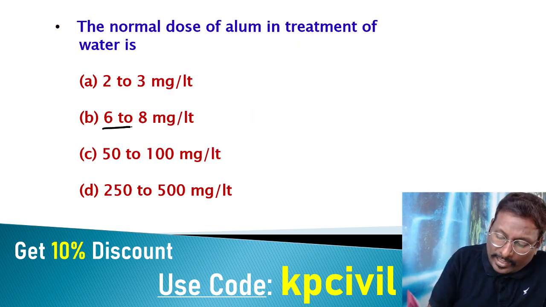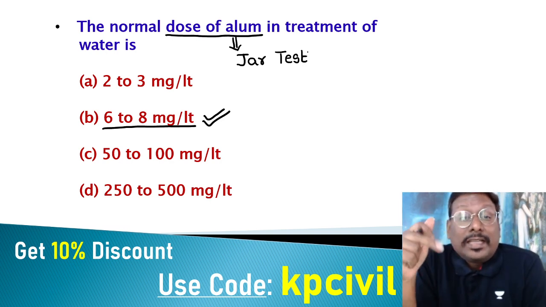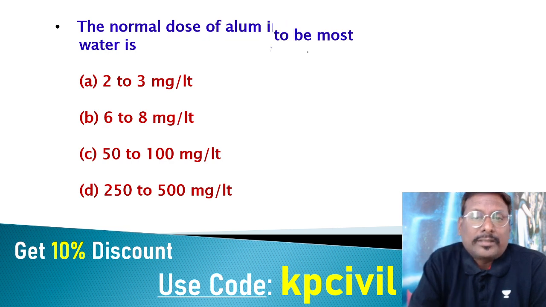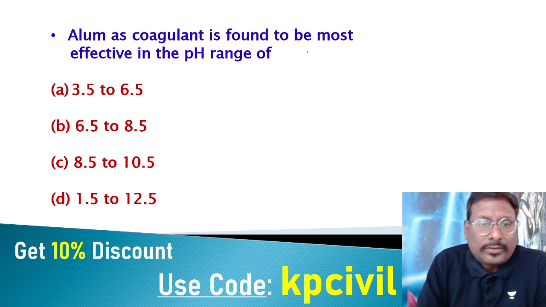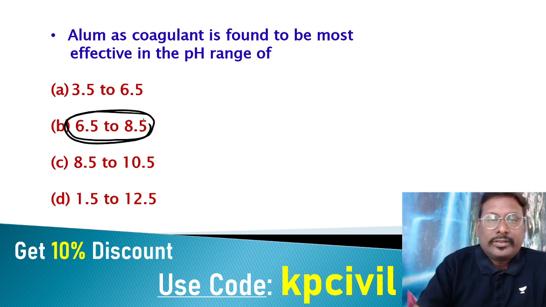Normal dose of alum. Generally, the dose of coagulant or dose of alum is determined through the jar test. Indian standard value for dose of alum is 6 to 8 mg per liter. Alum as a coagulant is found to be most effective in the pH range of, already we have given this, 6.5 to 8.5.